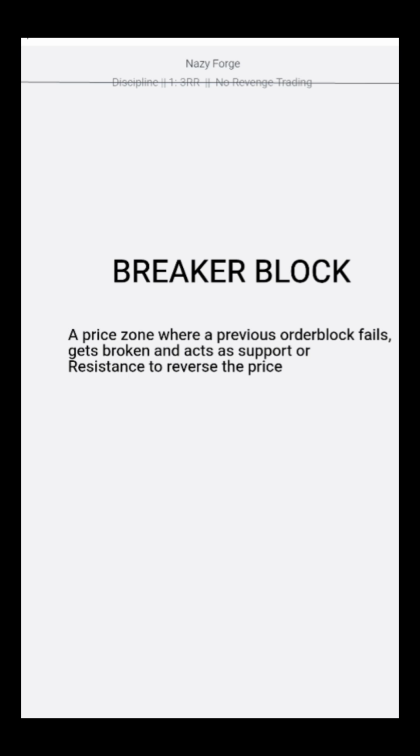Today we are looking at breaker blocks, what they are and how to identify them in a chart. This is going to be a very short video. We are not actually teaching how to trade breaker blocks, but how to identify them in a chart and what they mean. Before now, we talked about other blocks.